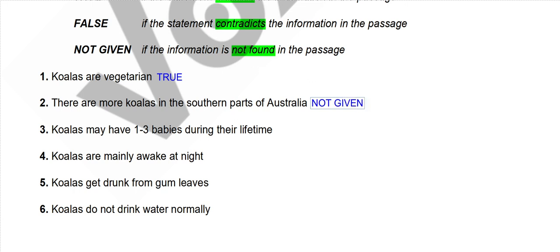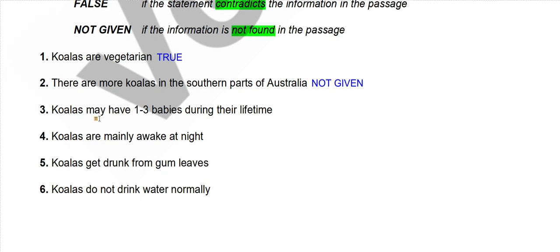So you will see for this particular question, something is given about the southern parts of Australia and there is some comparison, but the comparison is not about the counting or the numbers, it's about the size. So the information about numbers is not given, and we'll say not given.